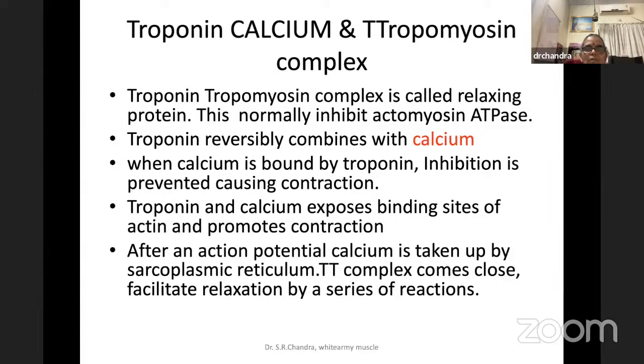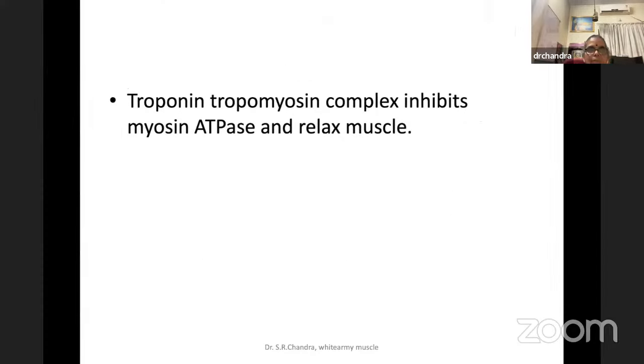Troponin reversibly combines with calcium. When calcium is bound by troponin, inhibition is prevented, resulting in contraction. Troponin and calcium expose binding sites of actin and promote contraction. After an action potential, calcium is taken up by the sarcoplasmic reticulum. The troponin T complex comes closer and facilitates relaxation by a series of reactions.